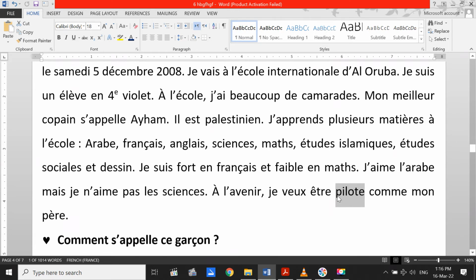And pay attention when you say the job you want to be in the future or the job of someone else. We don't say an article before the job. We don't say je veux être un pilote. No, we say je veux être pilote. But if it's compound, it can be. But let's take the simple way.